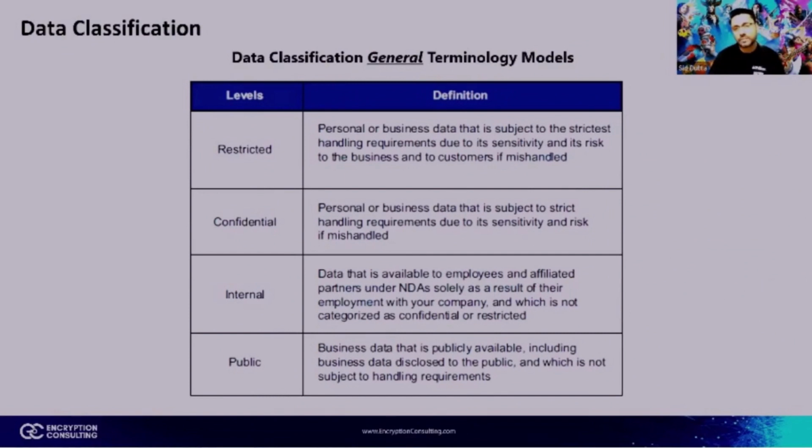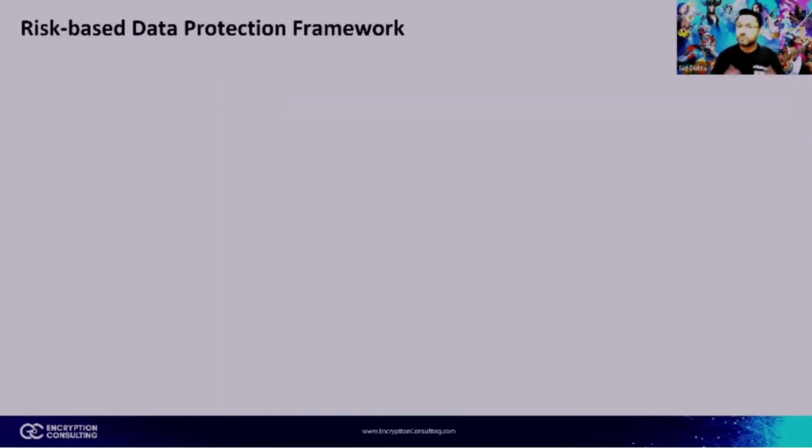Then you get to the classification: restricted, confidential, internal, public, and some enterprises may have a different data classification level. But at the end of the day, it needs to be consistent within the enterprise how you're defining what your individual data classification level actually means. So what does that process look like, right? The whole risk-based data protection framework end to end.